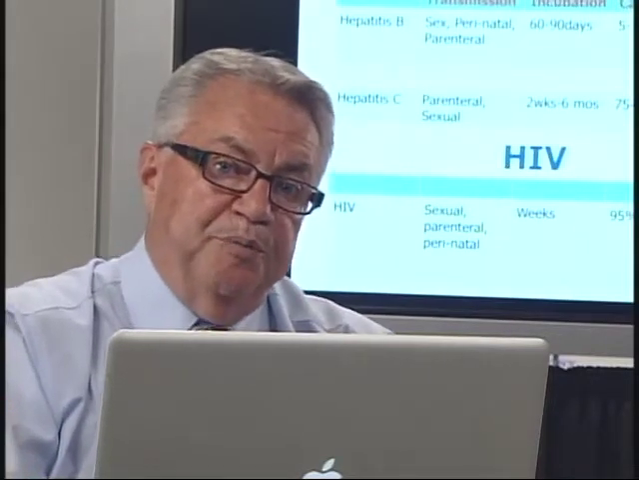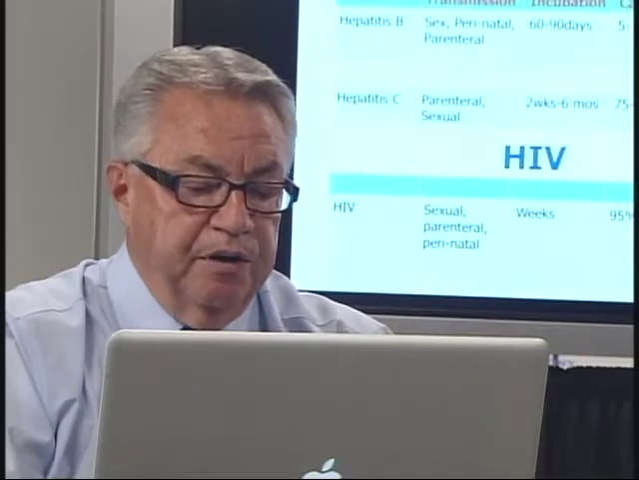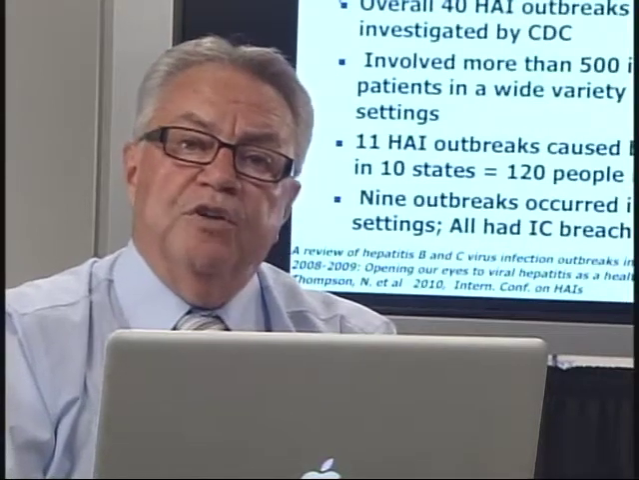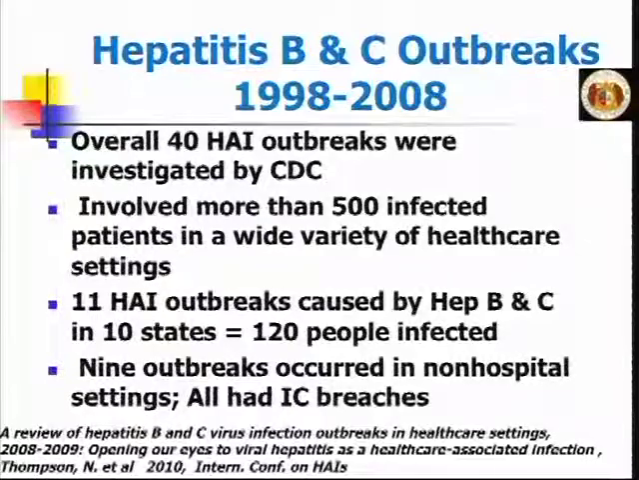And that's why we see hepatitis B and C transmitted more often in the healthcare community. In fact, the CDC just published a paper a couple of years ago where they looked at 40 healthcare-associated outbreaks investigated by the Centers for Disease Control. It involved more than 500 infected patients in a variety of settings. There were 11 outbreaks caused by hepatitis B and C in 10 states, and over 120 people were infected. 9 out of the 11 occurred in non-hospital settings, and all of them had basic infection control breaches. Some of them occurred in outpatient clinics, but also in skilled nursing facilities and nursing homes.